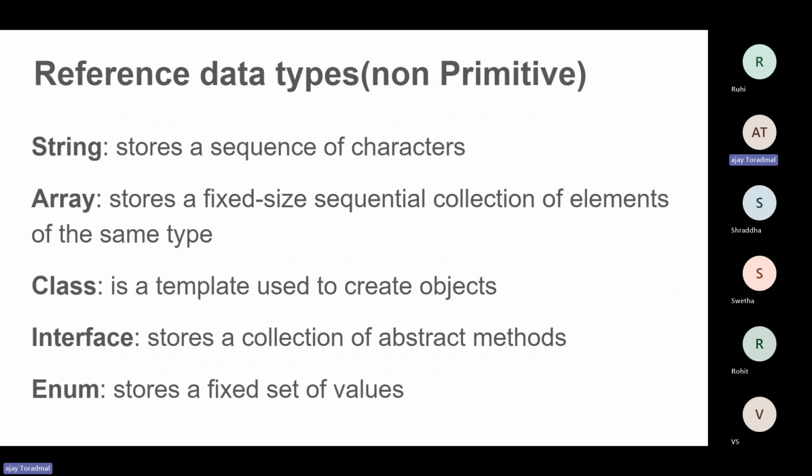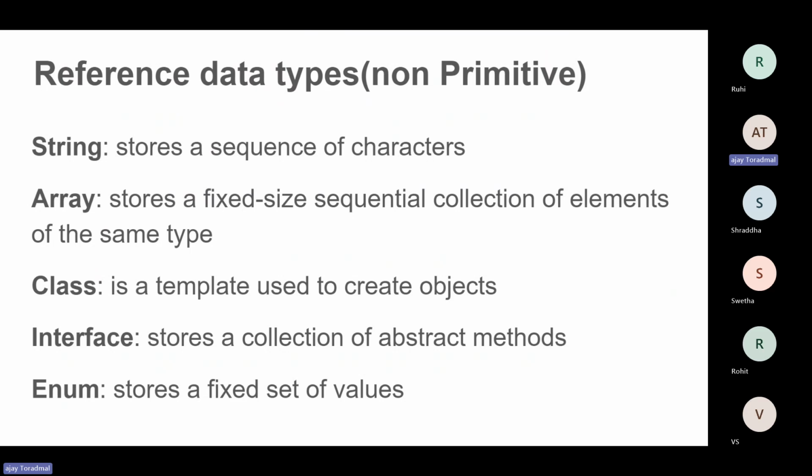Fourth one that we have is interfaces. What is an interface? It is a collection of abstract methods. What is meant by abstract method? We'll cover this later. But as of now, just remember it will be a collection of abstract methods. And for enum, we are going to store a fixed set of values. What kind of fixed set of values?